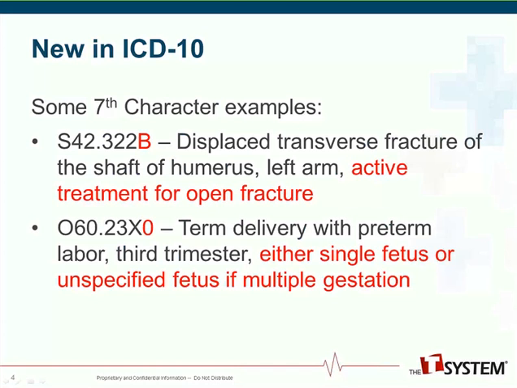The other example that I put up here is not an alpha character, but a numeric character that is indicating the fetus with an obstetrical code. So it's saying it's term delivery with preterm labor, third trimester, and that 0 on the end indicates it's either the single fetus or it's an unspecified fetus if it's a multiple gestation. And if you look in the tabular listing, it'll say it's not applicable for unspecified fetus, and it's not applicable if it's a single fetus.